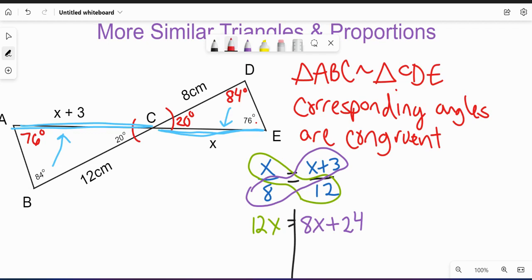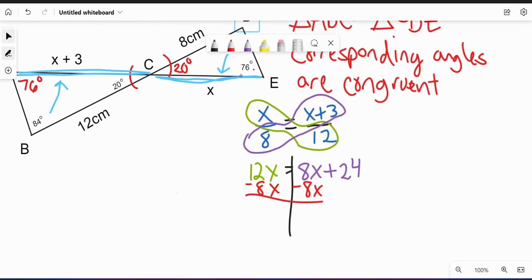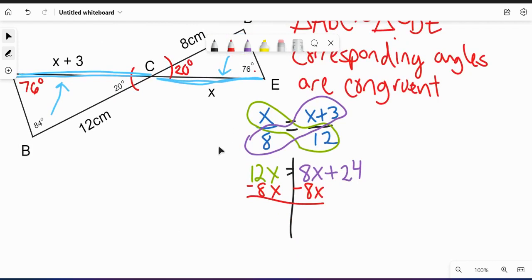Minus 8x from both sides. And we get, no, not 6x, 4x. 12x minus 8x is 4x. These cancel, equals 24. Divide both sides by 4. And you get your final answer: x is 6.